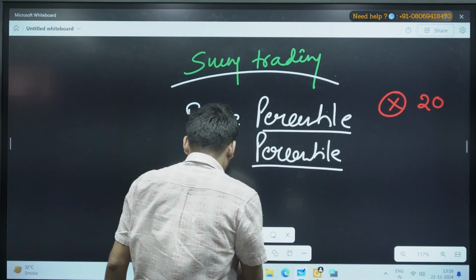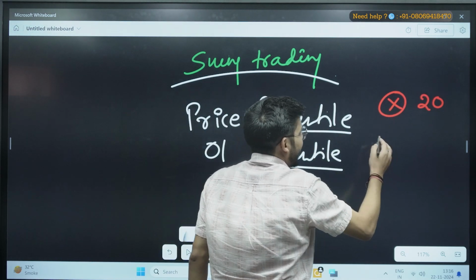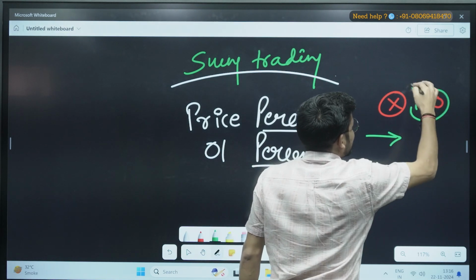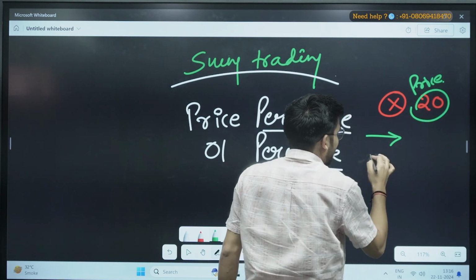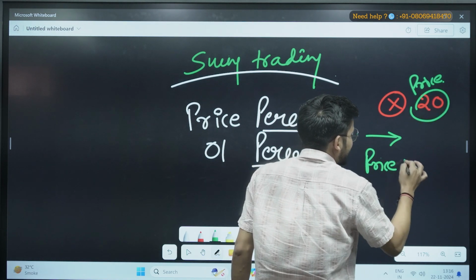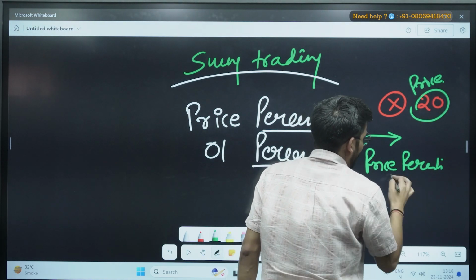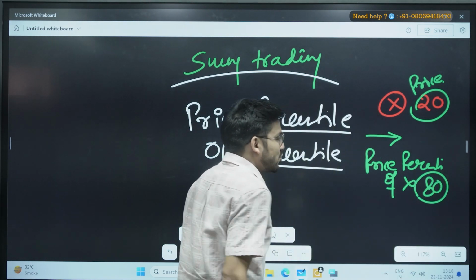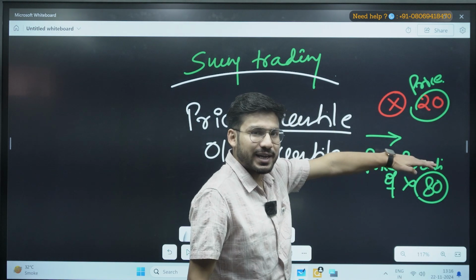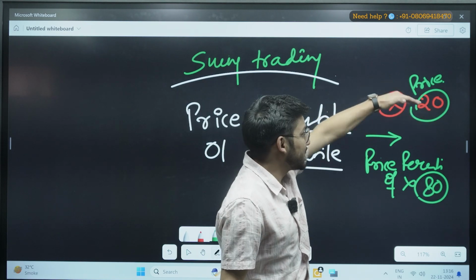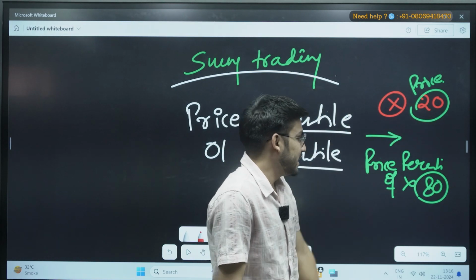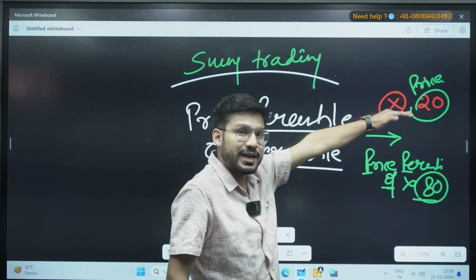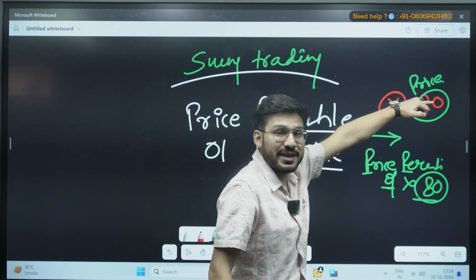Now I'll say the price percentile of X is 80 percentile. It means 80% of the times the price of X remains below 20. So it means the price percentile of X is 80.